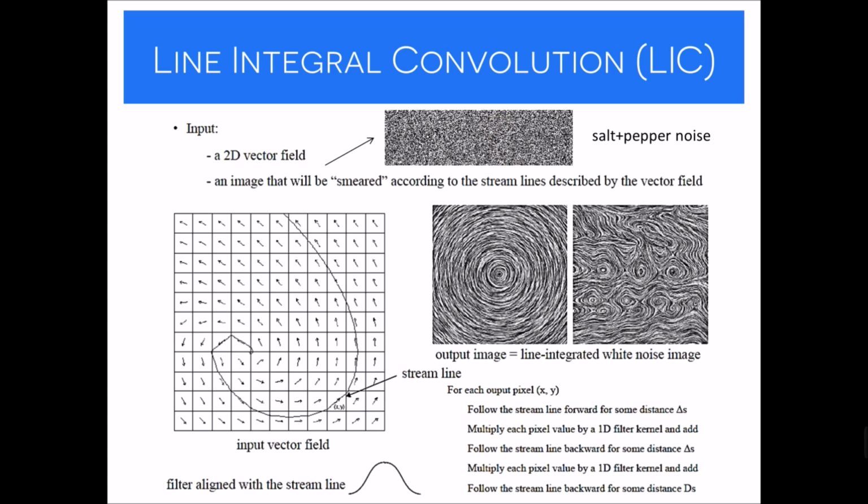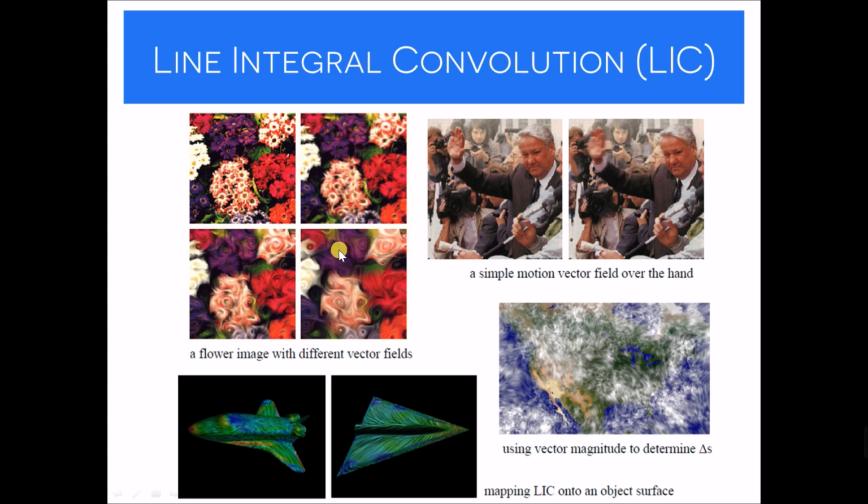Called line integral convolution, because you integrate along a line and convolve with a kernel like this, a smoothing kernel, like a Gaussian kernel. That's a very good technique, and it has had a big impact on flow field visualization. This was a SIGGRAPH paper, so it had to have some graphics in it to get accepted. So for example, if you have this picture of flowers, right?